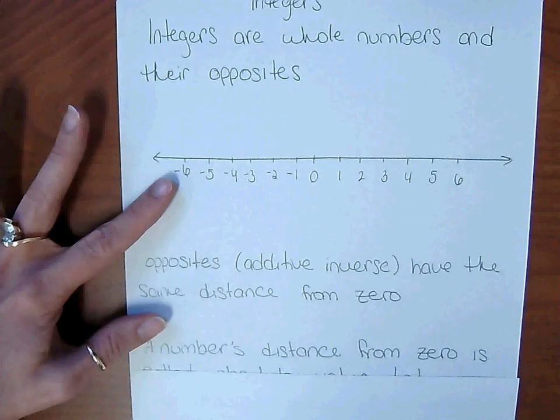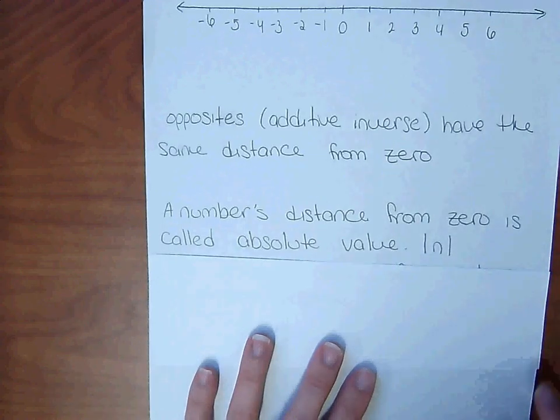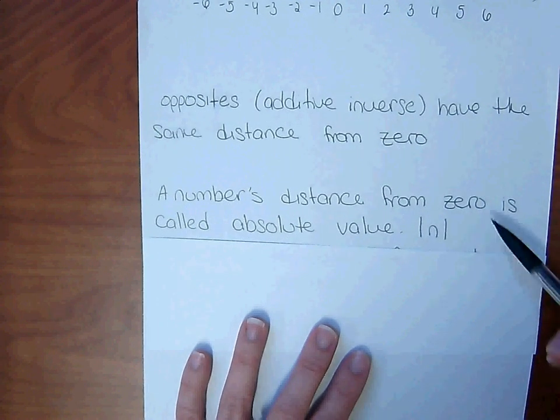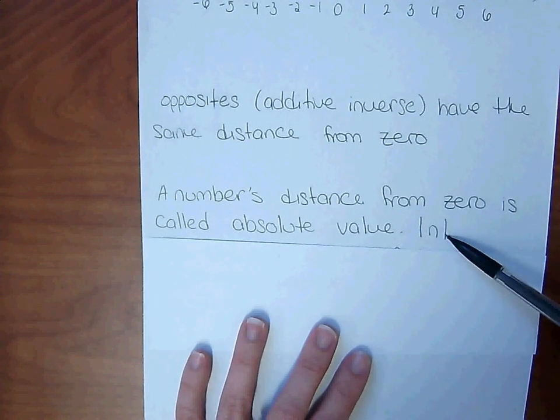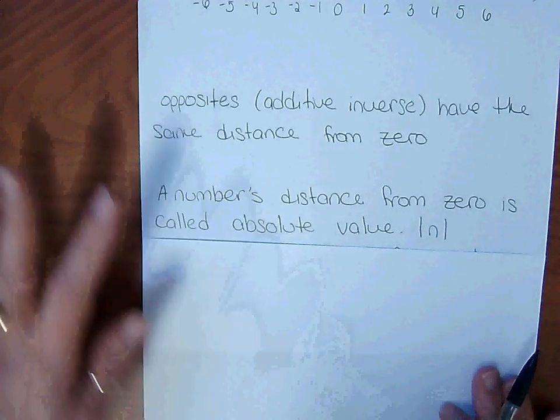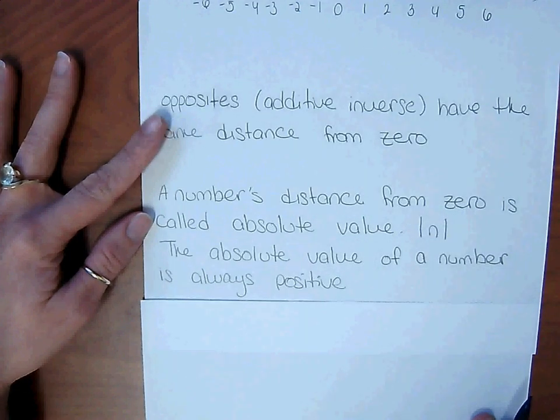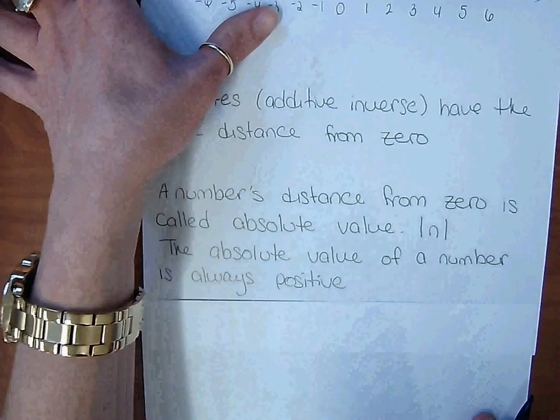A number's distance from 0 is called the absolute value. And to find absolute value, the symbol of these two bars around a number lets you know that you need to find its distance from 0. Absolute value of a number is always positive. You can't have a negative distance.